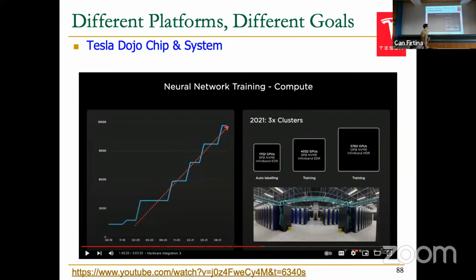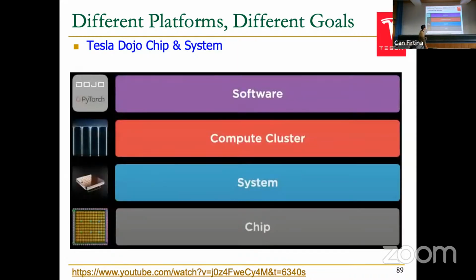Okay, yeah, so the neural networks are evolving very quickly. Here you have, in some way, a simplified view of the computing stack that I showed you earlier, right? This slide is from Tesla. Chip, system, cluster, software.